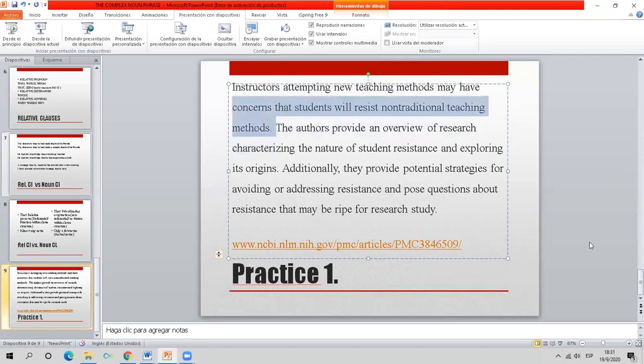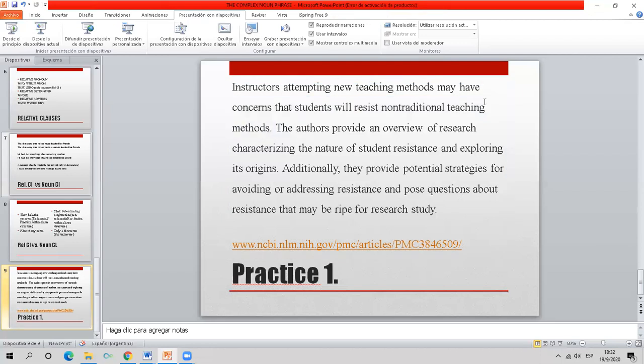Then, if you look at the object within the first sentence, you get they may have concerns that students will resist non-traditional teaching methods. Concerns is the head noun. How many post-modifiers? Well, in fact, it's not a post-modifier, but what do we find after this head? A noun clause as a noun complement: that students will resist non-traditional teaching methods.